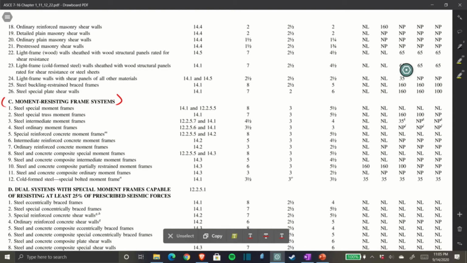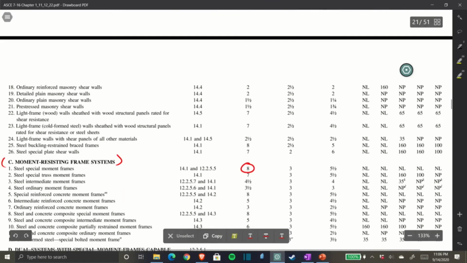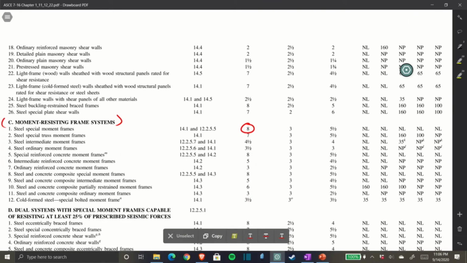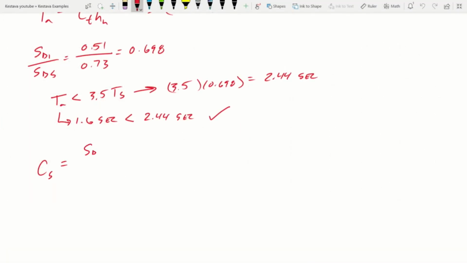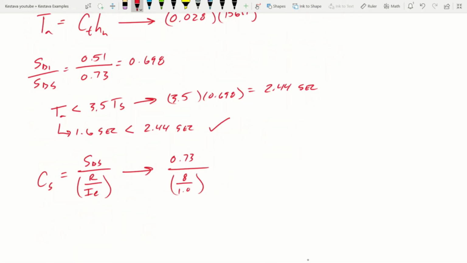So we're going to be doing number 1, steel special moment frames, and that's an R of 8. If we were going further in this problem, we could take our omega and our C sub d, but we're not going to do that. Instead, we are just going to take that response modification factor of 8. Okay, tabulate all this, and let's get back. So C sub S is going to equal SDS over R over IE. Plug all that in, gets you that, which equals 0.09125.